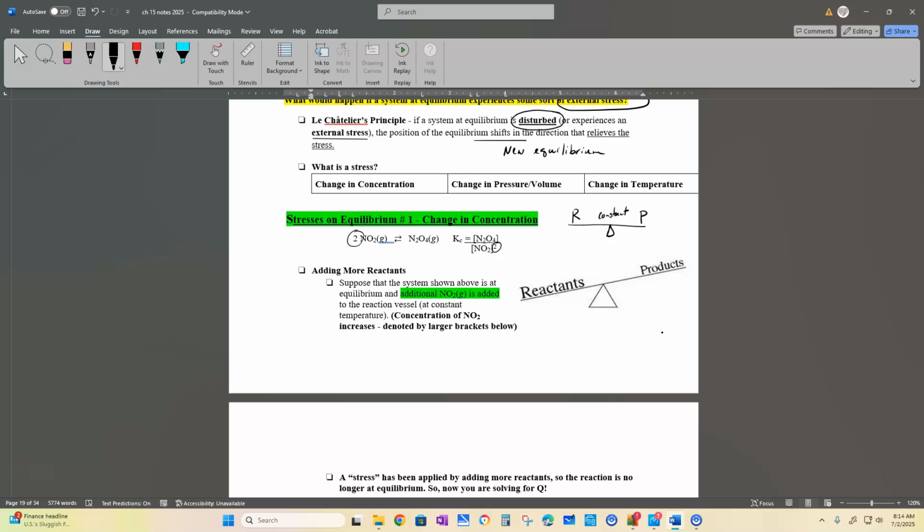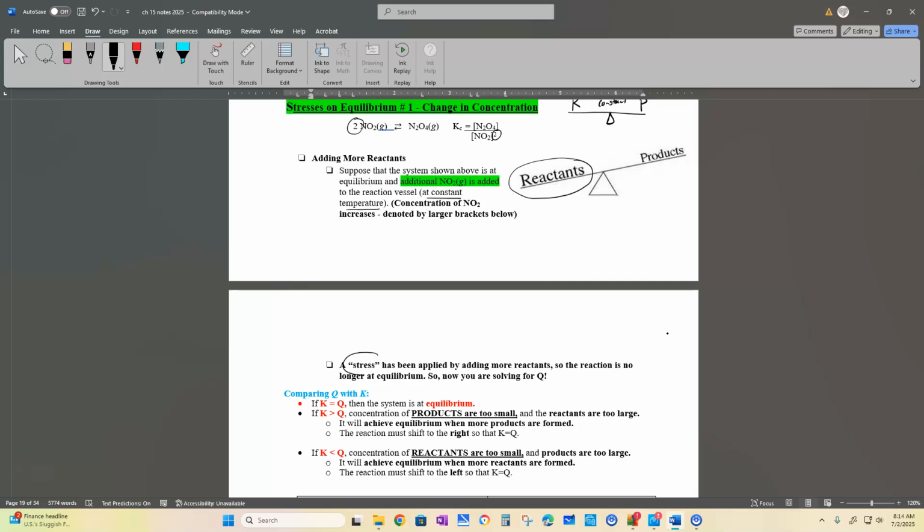My little teeter-totter, reactants just got very dominant. And remember, we're assuming that temperature is not changing. So you apply a stress by adding more reactants, and the reaction is no longer at equilibrium. So now you're solving for Q. You're no longer at equilibrium, so how do you fix it? Let's remember from 15.6: if your K equals Q, then you're at equilibrium. But we're not at equilibrium because we messed with equilibrium.